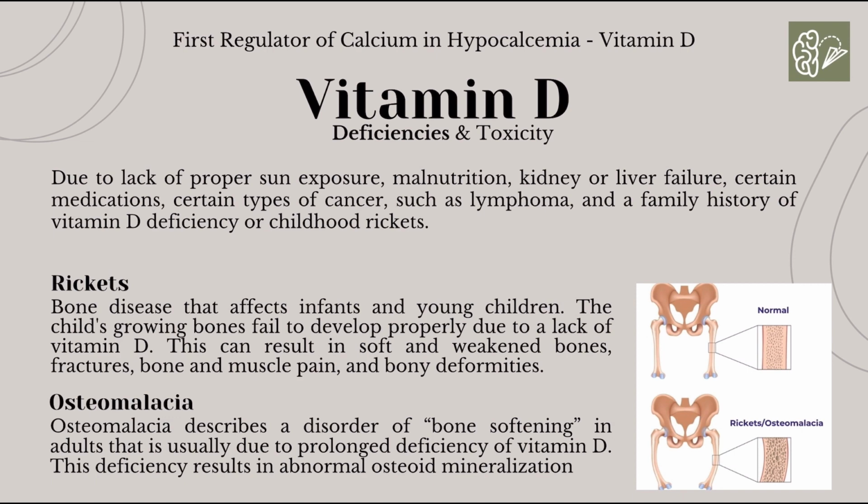The main pathologies that would arise from a vitamin D deficiency are rickets and osteomalacia. Basically the main difference is the age groups that they affect. Rickets mainly affects young children, whereas osteomalacia mainly affects adults.